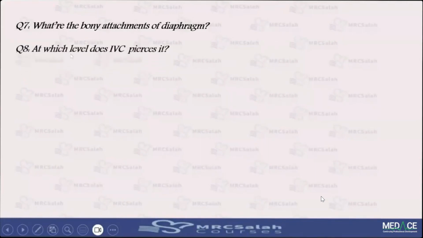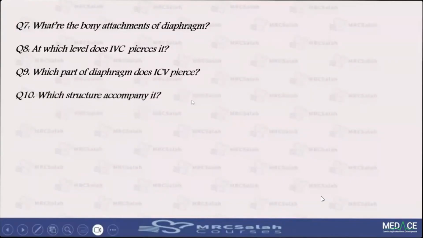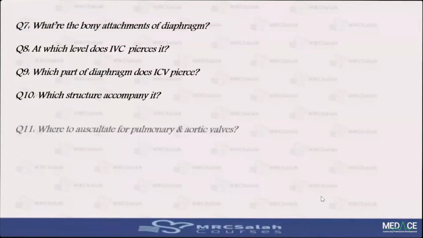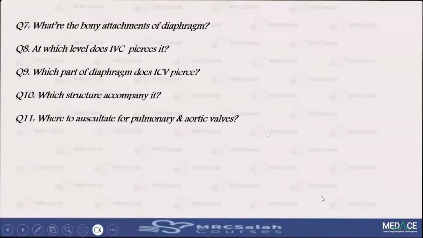At which level does the IVC pierce the diaphragm? T8. Which part of the diaphragm does the IVC pierce? The central tendon. Which structure accompanies it? The right phrenic nerve. Where to auscultate for the pulmonary and aortic valves? The pulmonary is at the left second intercostal space peristernally. The aortic is at the right second intercostal space, also peristernally. So both of them are at the second intercostal space peristernally, aortic on the right and pulmonary on the left.